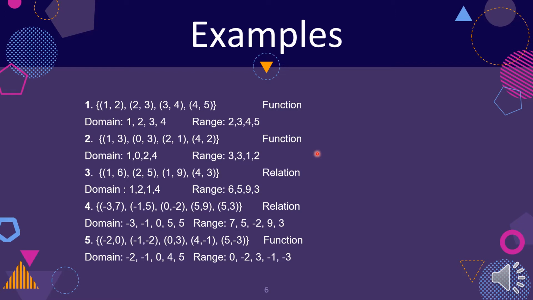Third example: (1, 6), (2, 5), (1, 9), (4, 3). It's a relation because the domain is repeated. Fourth example: (-3, 7), (-1, 5), (0, -2), (5, 9), (5, 3). It's a relation because the domain is repeated. And the last example: (-2, 0), (-1, -2), (0, 3), (4, -1), (5, -3). It's a function because the domain is not repeated.